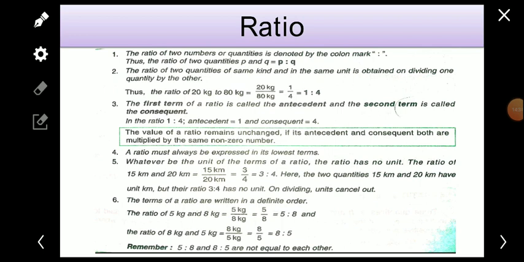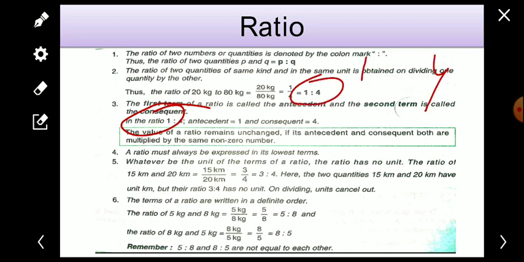Okay, so the first term of a ratio is called the antecedent. And the second term is known as what? Consequent. If it is written 1 is to 4, then 1 is the first term and 4 is the second term.